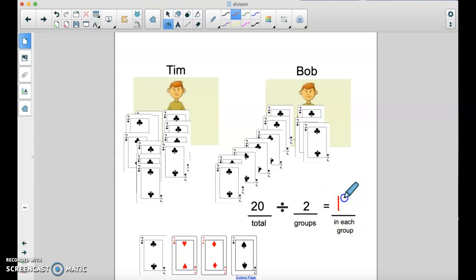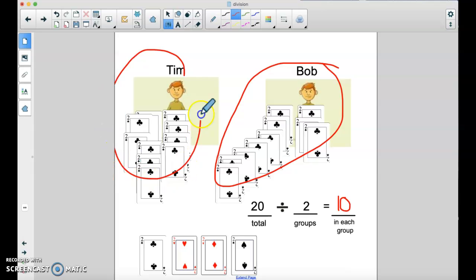Ooh, we're working with big numbers now. 20 divided by 2 equals 10. Bob has 10 and Tim has 10. They both get 10. Now, if you knew that 10 times 2 is 20, we just read it backwards to make sure that we're right. 10 times 2 equals 20 if I switch those symbols around.